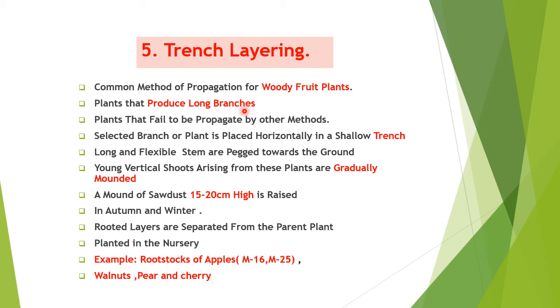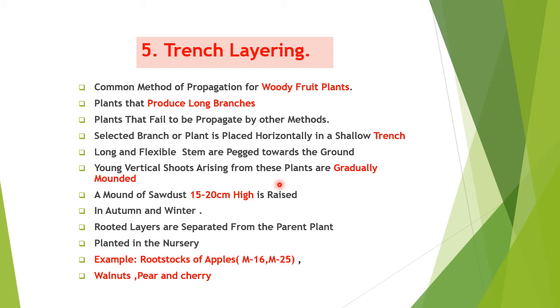So it's a common method of propagation for woody fruit plants. So you take plants that produce large branches, or plants that fail to propagate by other methods, so it's applicable to them. The selected branch or plant, as I said, is placed horizontally in a shallow trench, and long and flexible stems are pegged towards the ground. Young vertical shoots arising from these plants are gradually mounded.